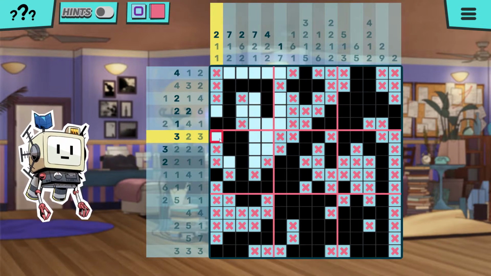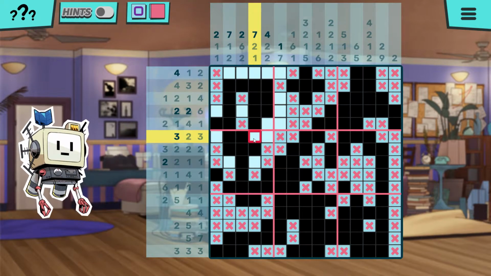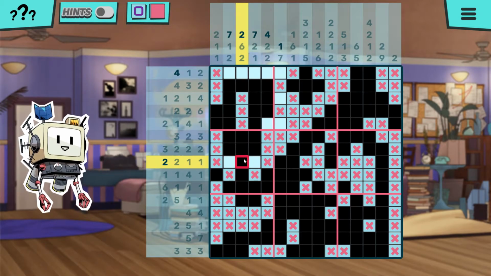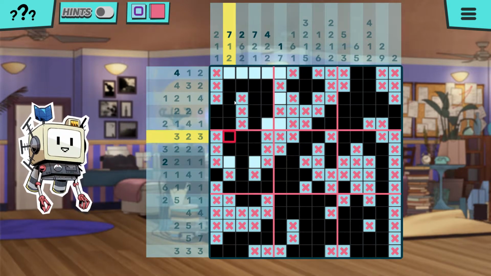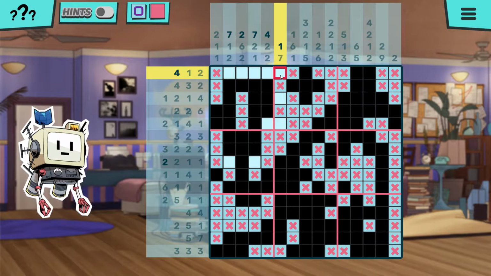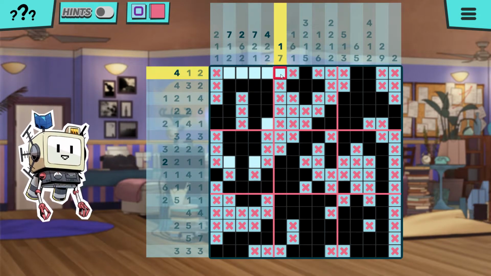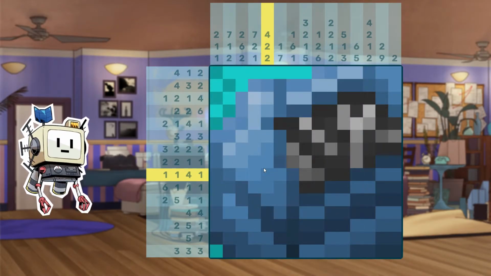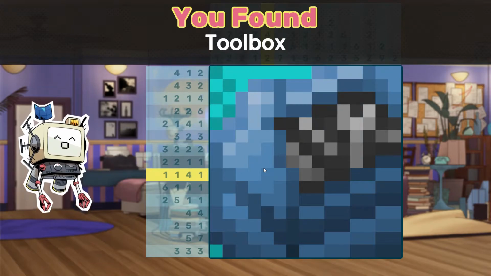Okay. Not quite. This is a 3. This is 7, so this has to be connected. That's a 2. That's a 2. That's empty. The 4 is going to have to go here to have this here. There we go. We have got a toolbox.